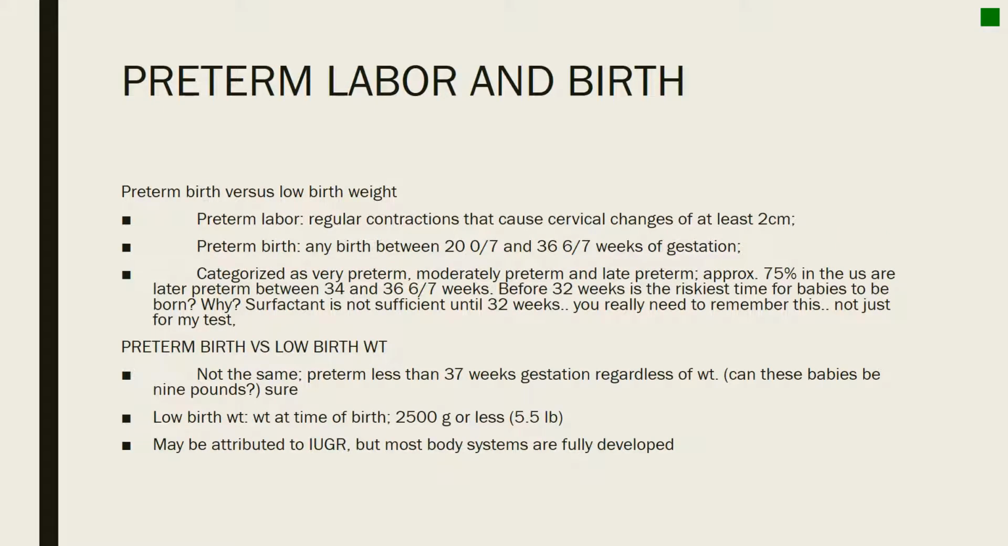All right, here are some terms that you just need to remember. Preterm labor is when we have regular contractions that cause cervical changes of at least 2 centimeters. And preterm birth is any birth between 20 weeks and 36 and 6/7 weeks of gestation. We categorize them as very preterm, moderately preterm, and late preterm. You don't have to remember those. 75% of the babies in the U.S. are late preterm, between 34 and 36 and 6/7 weeks.